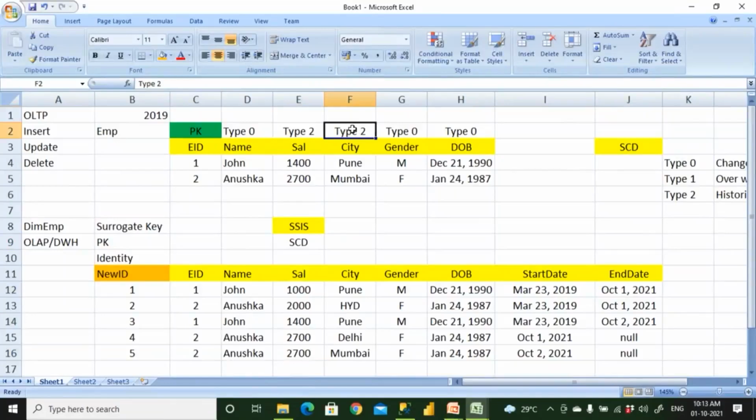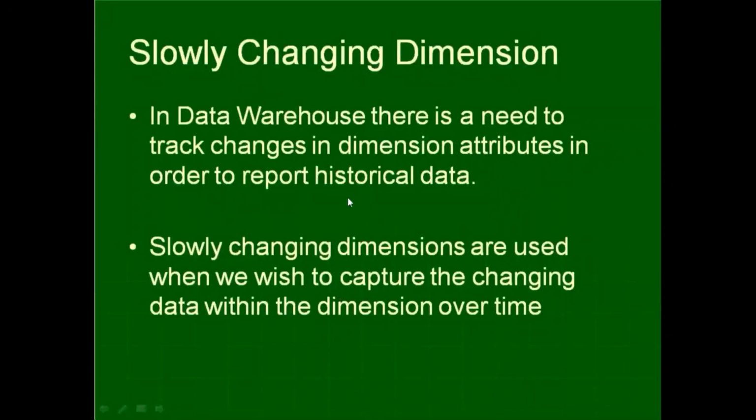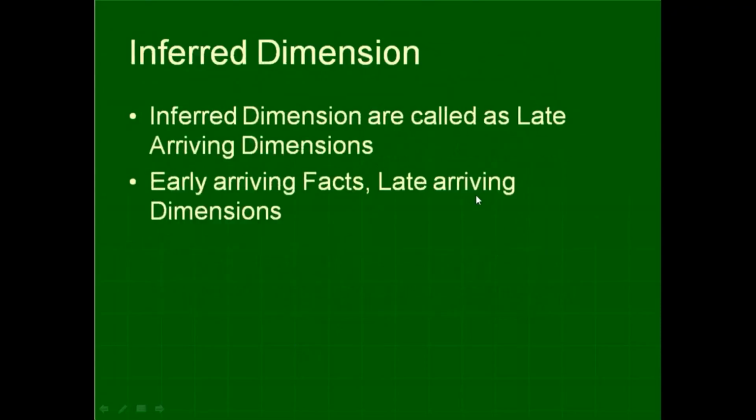If you don't put a type 2, then we cannot maintain the historical data. If you say type 1, again it is useless. So if you implement a type 2 only, that is actually SCD. SCD does not mean type 0. SCD is not type 1. SCD means type 2 only. The next one is inferred dimension.